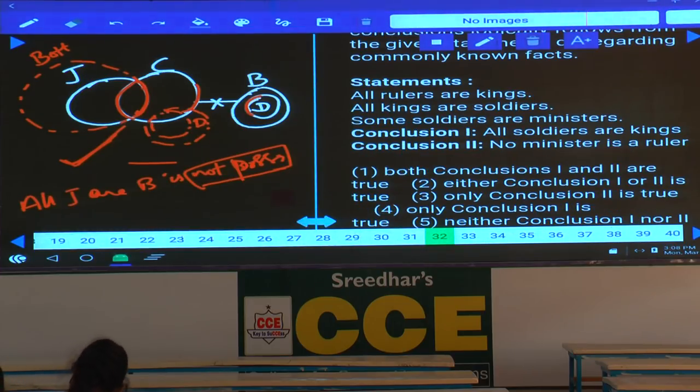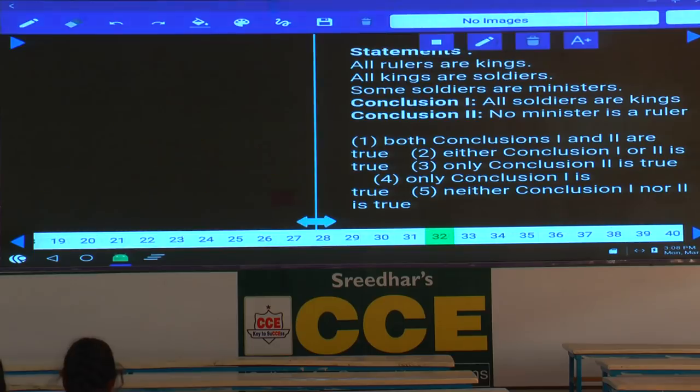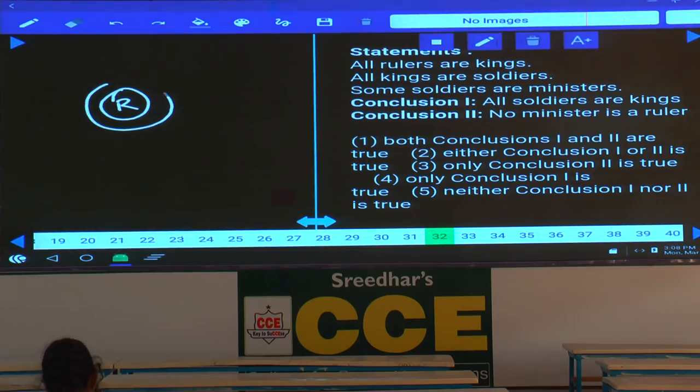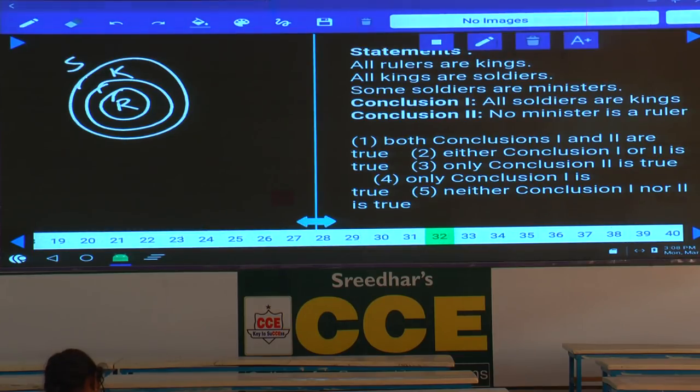Done? Then question number 32. Now in this 32, all rulers are kings. All rulers are kings. And all kings are soldiers. Some soldiers are ministers. Some soldiers are ministers can be written like this. Then what is the first conclusion? All soldiers are kings. True or false? That is false. Second, no minister is a ruler. No minister is a ruler is definitely true. As a second conclusion true, it is a negative conclusion.